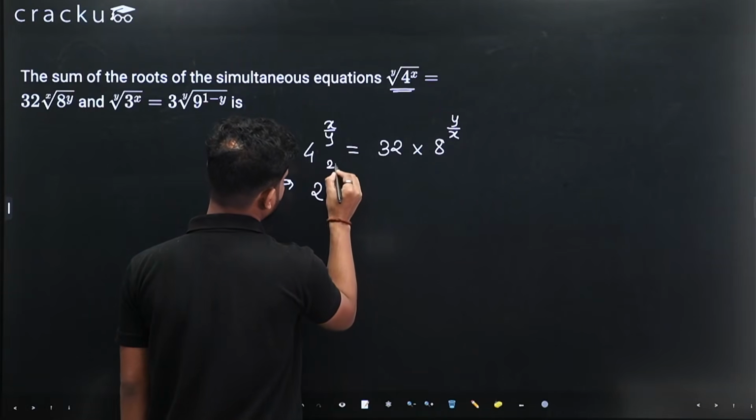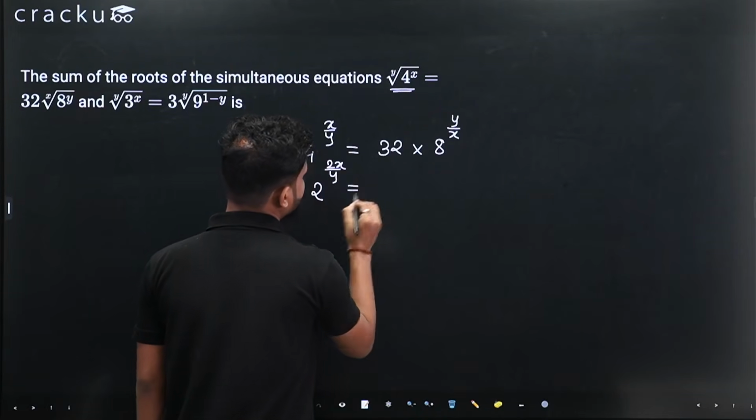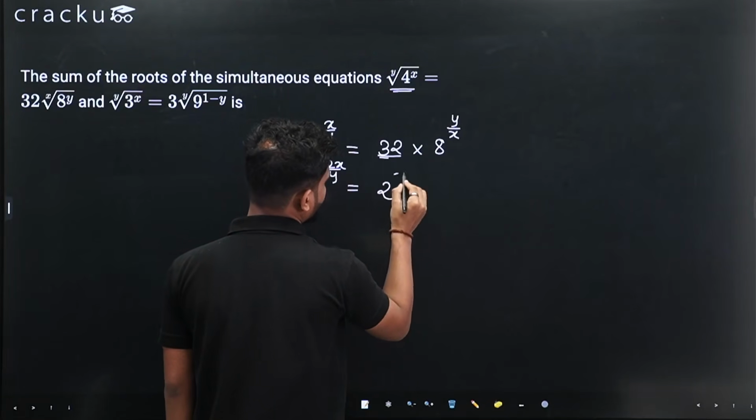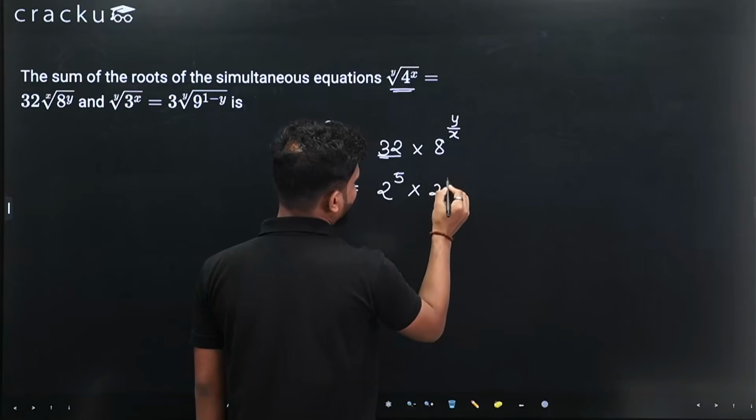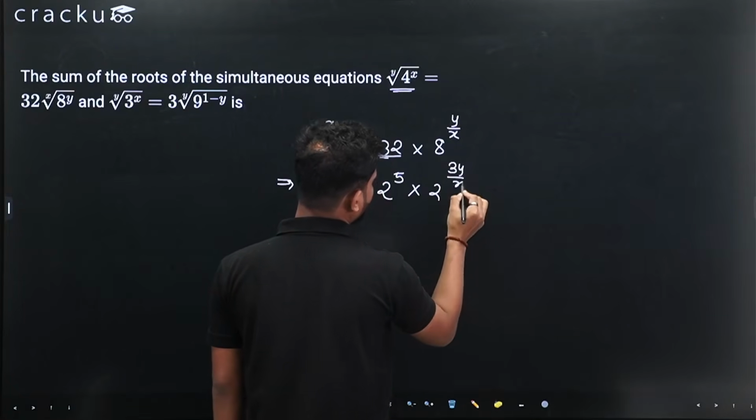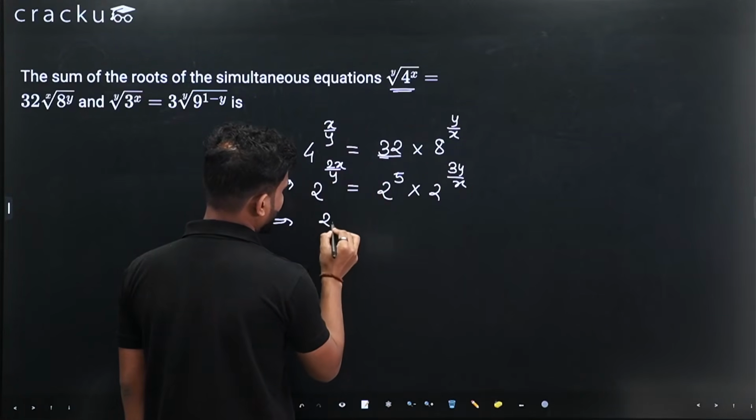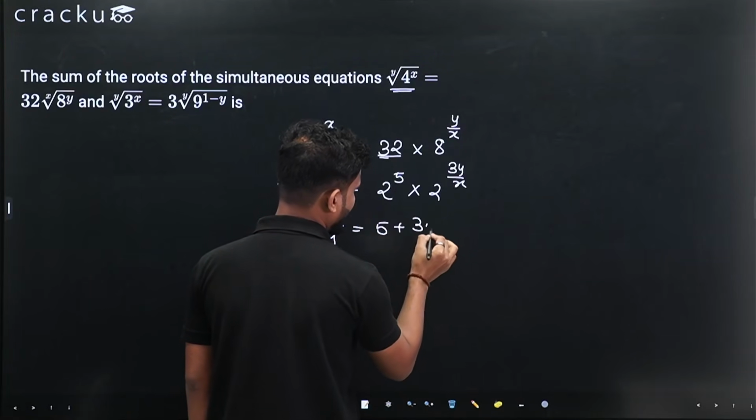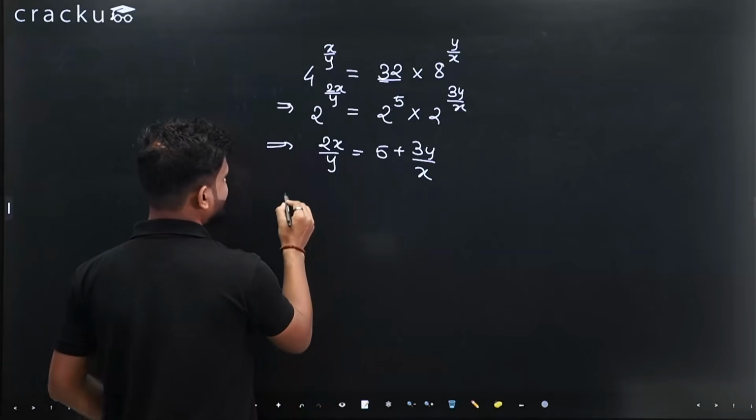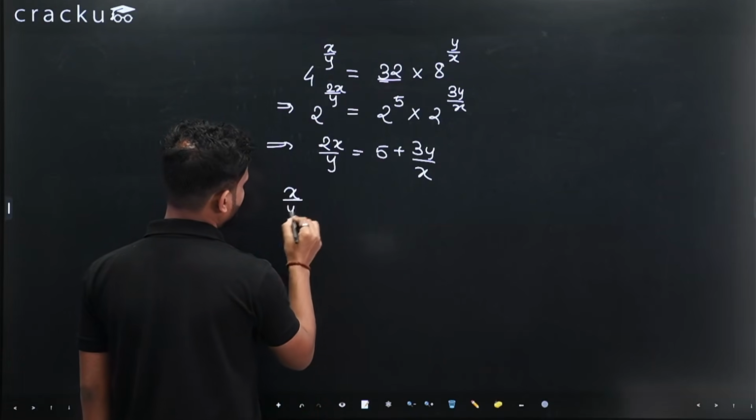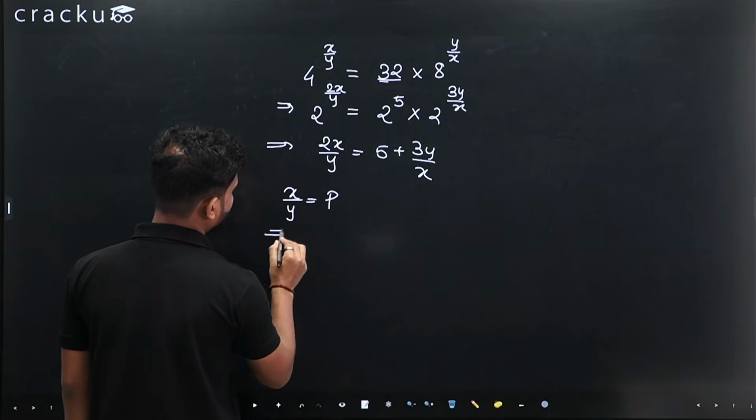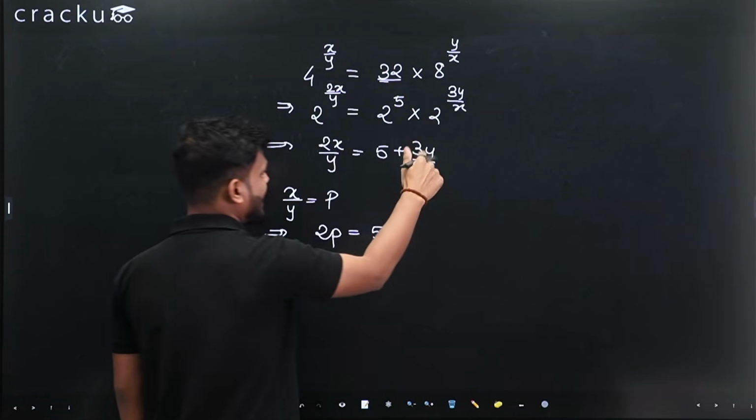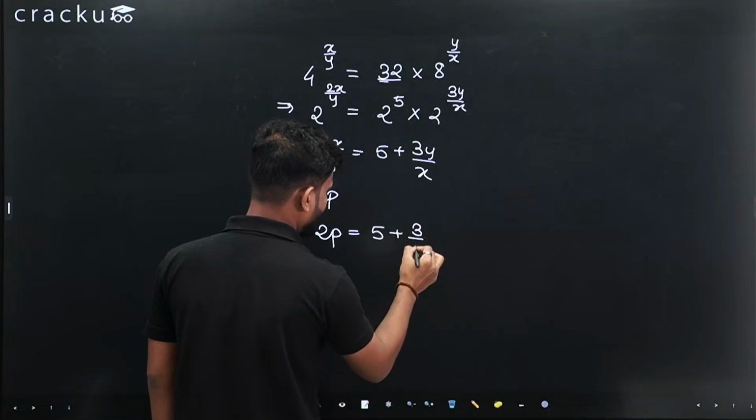So 2 raised to 2x by y is equal to 32, which is nothing but 2 raised to 5, into 8 is 2 cube, so 3 raised to y upon x. From here I can say 2x by y is equal to 5 plus 3y by x. Now let us say x by y is equal to p. So from here I can say 2p is equal to 5 plus, y by x will be 1 by p, which is 3 by p.